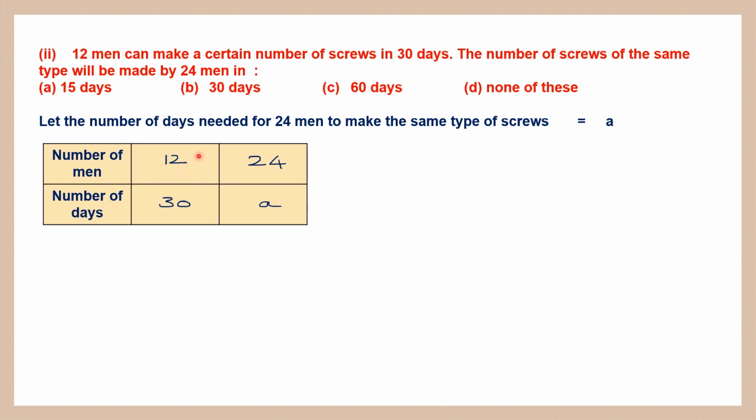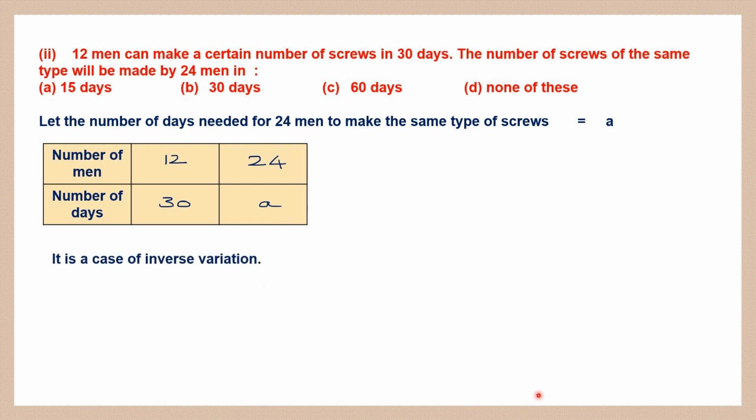So now let's look at the table. When 12 men were there, 30 days they needed to finish. Now we have increased the number of men. So the number of days will reduce because more men are working. So we don't need 30 days. We need lesser number of days. So in this case, this is called an inverse variation. Here the number of men has increased but the number of days will decrease. So this is a case of inverse variation.